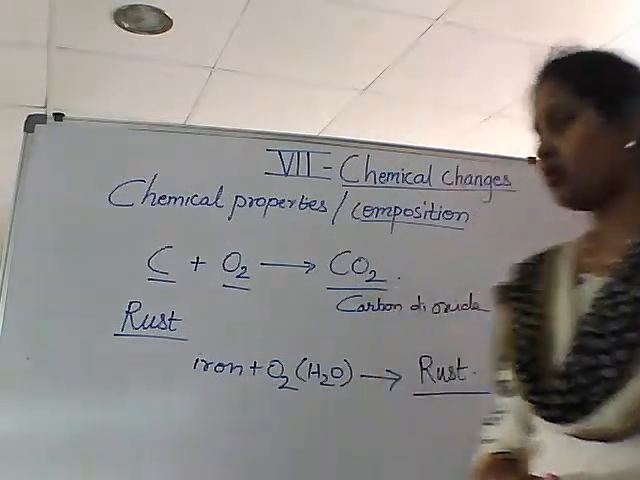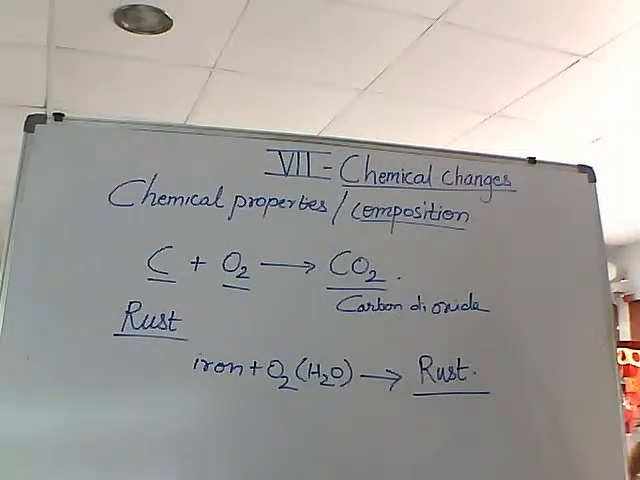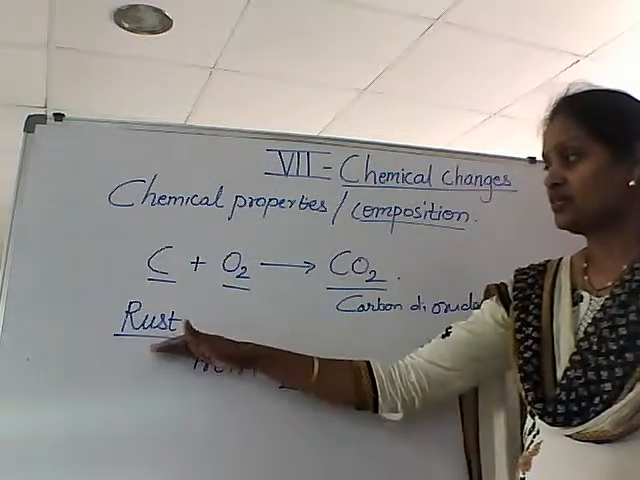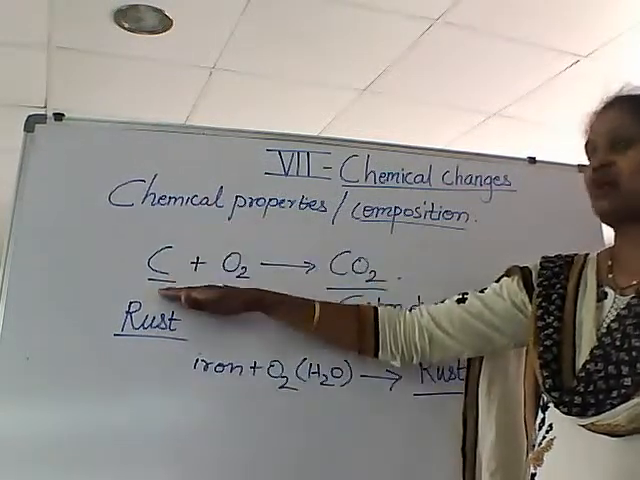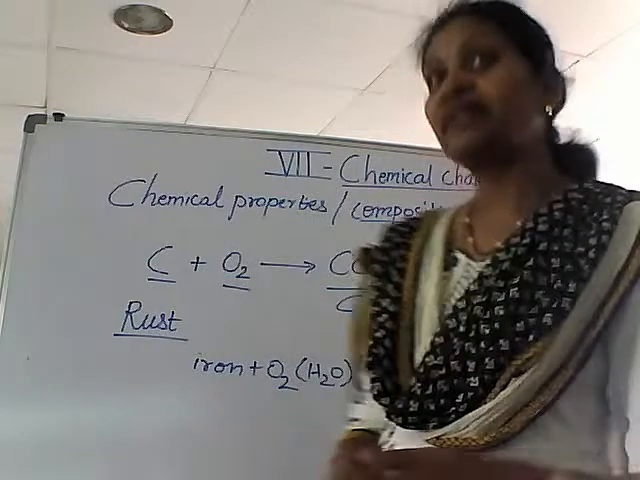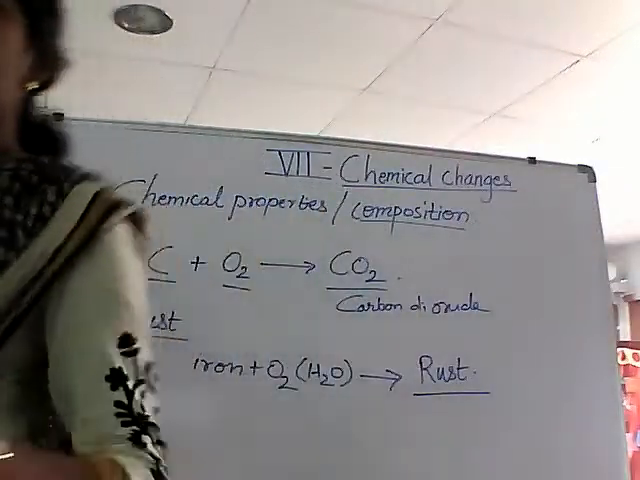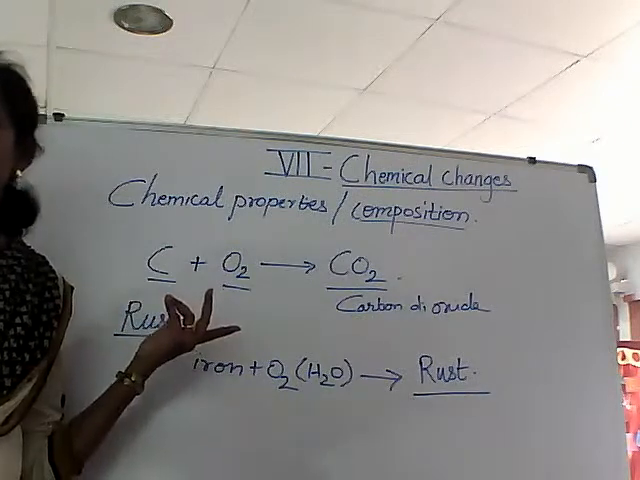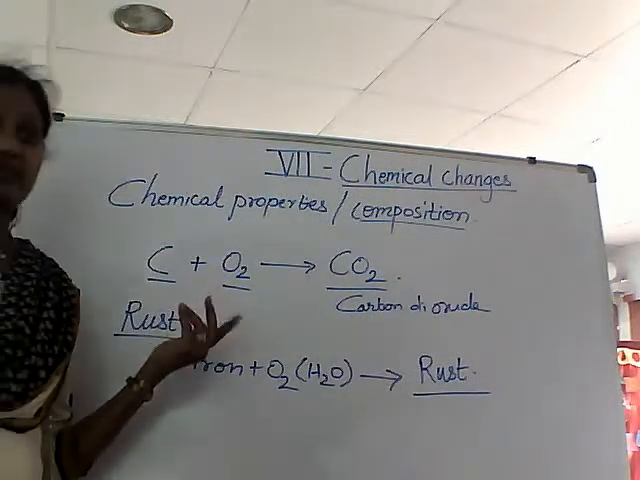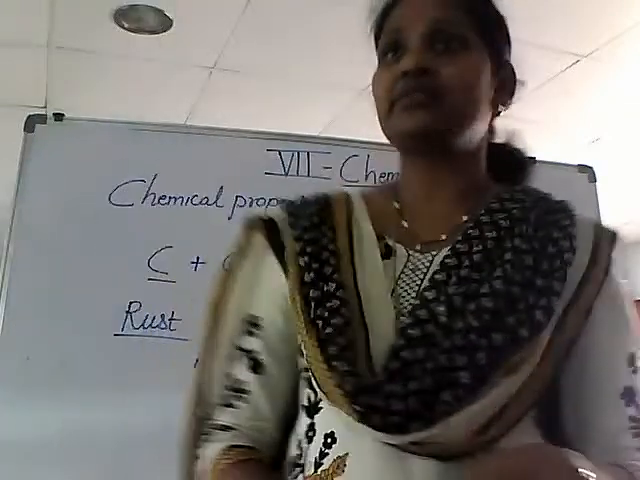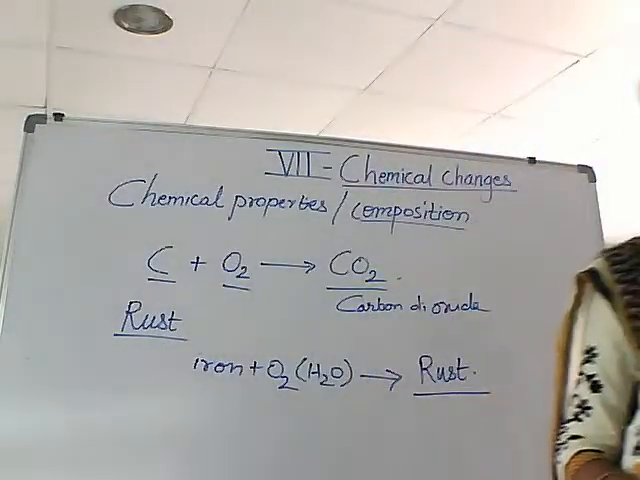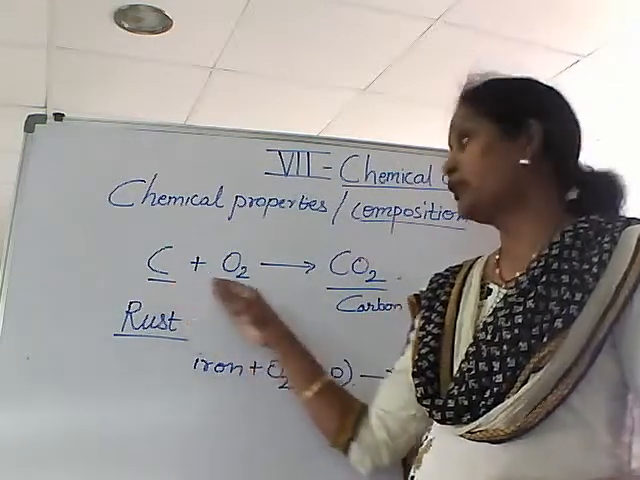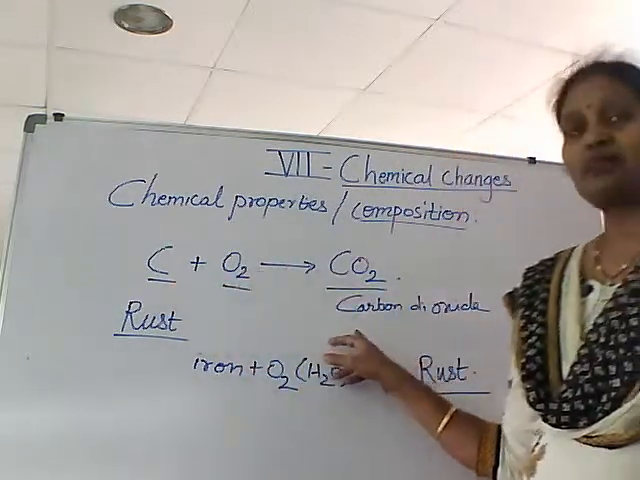So this is all about the chemical changes. Rusting, then burning of carbon. Now here burning of carbon means what? You might be thinking ये carbon यानी क्या है? Carbon means any kind of fuel also we can take. Fuel यानी जैसे मैंने पेट्रोल लिया है या जैसे मैंने कोल लिया है. कोल is also carbon. जब कोल बर्न होता है then it gives carbon dioxide.